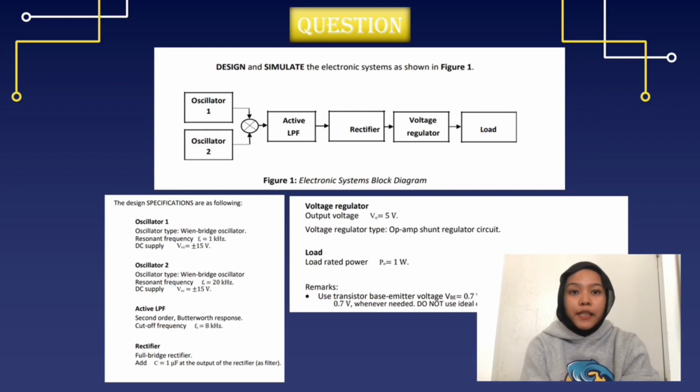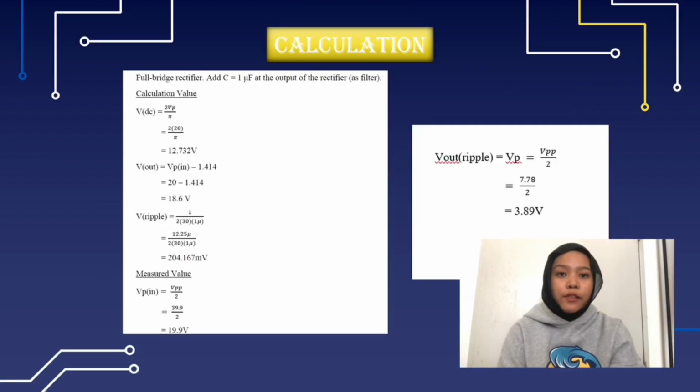I'm going to explain my part, which is the rectifier. A rectifier is an electrical device that converts alternating current, AC, which periodically reverses direction, to direct current, DC, which flows in only one direction. The reverse operation, which is DC to AC, is performed by an inverter. The question given is that we need to design and simulate a full bridge rectifier circuit.